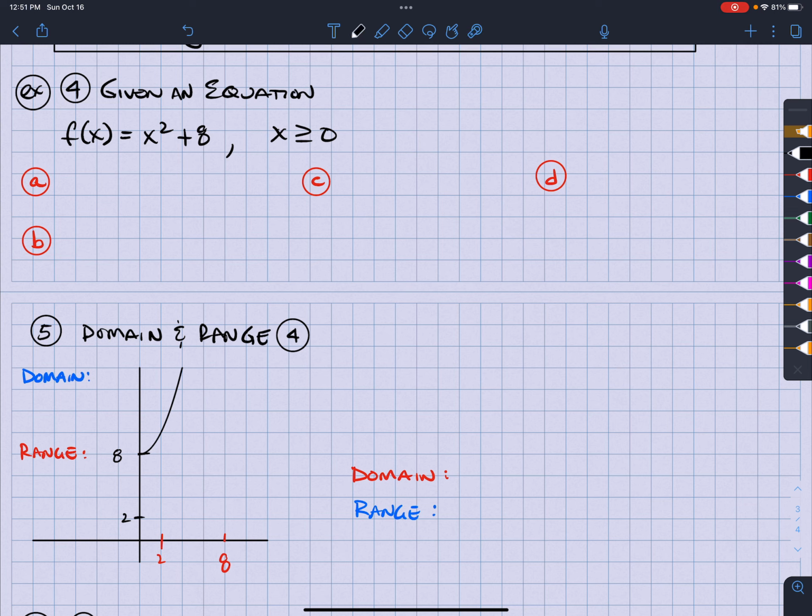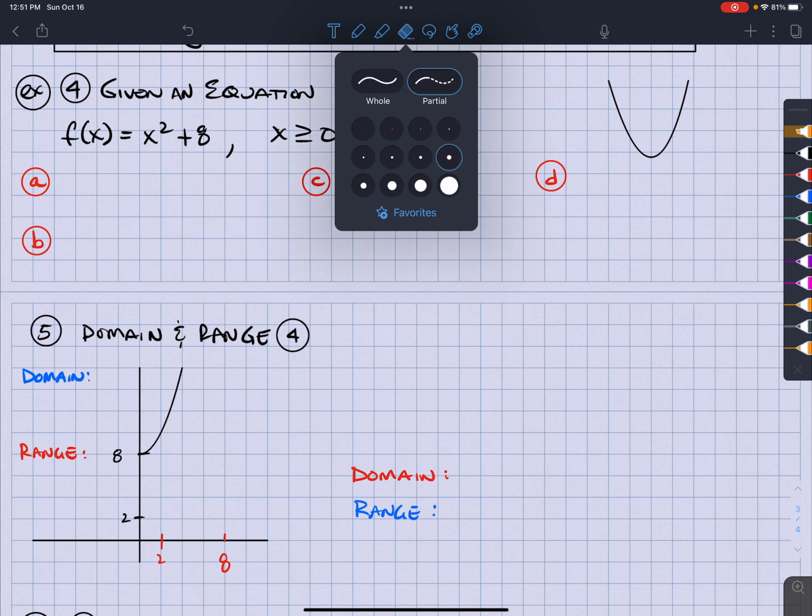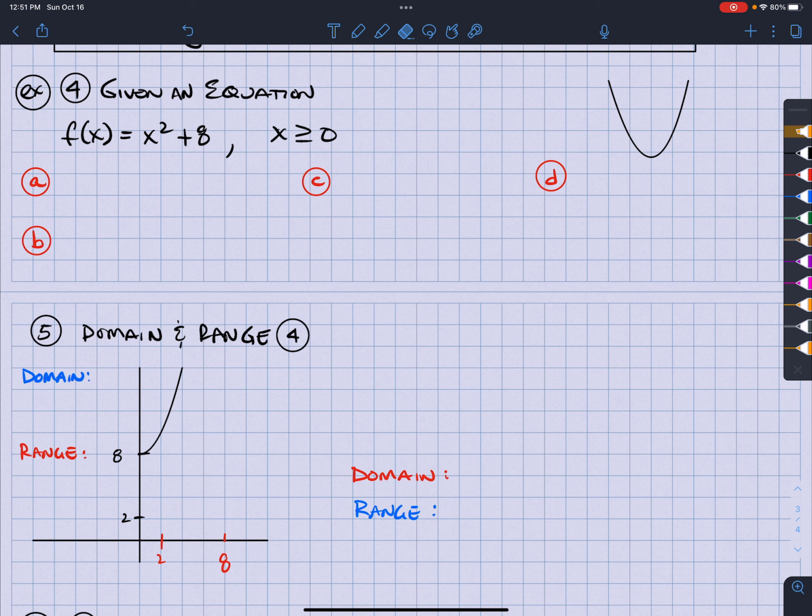Because this is supposed to look like this, right? Except it's saying, no, no, no. I don't want any negatives. I only want the positive x values. So it kind of cuts this off right there. So that is actually my graph right there. Okay, that's what this is doing.